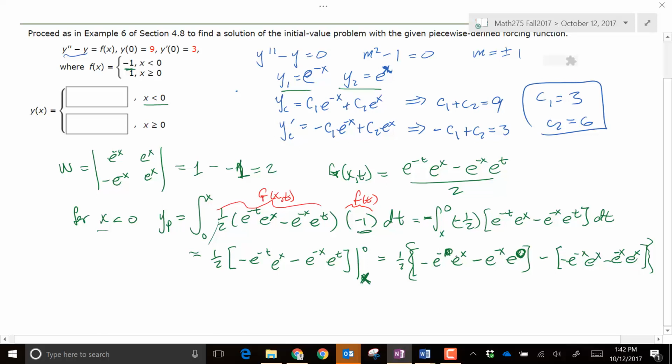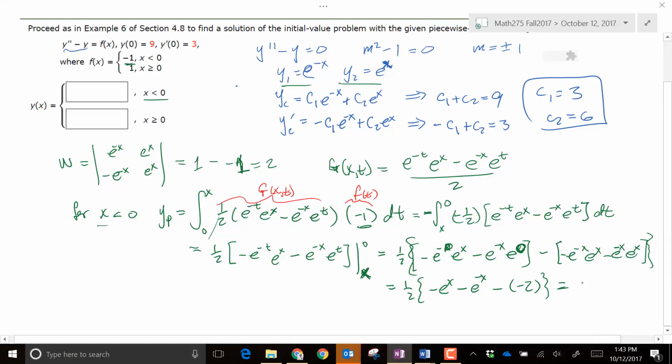All right, so putting 0 in there, we get 1/2. We put 0 in there, we're going to get that to be 1. That's negative e to the x minus e to the negative x. So that's the first part. And this one we said was 2 or negative 2? Negative 2. So this will be negative 1/2 e to the x minus 1/2 e to the negative x plus 2.